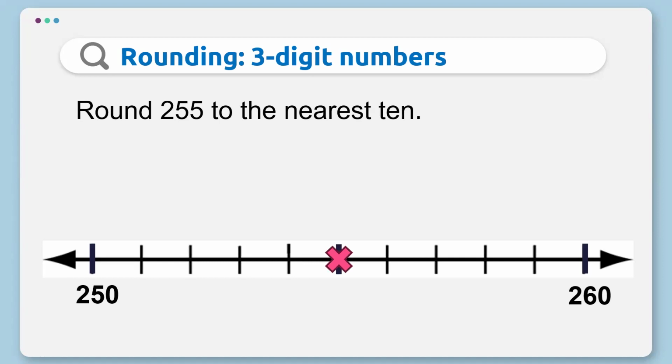Do you remember just now when we were trying to round 85 to the nearest 10? Do we round up or do we round down? So the convention in mathematics is that when the digit in the ones place is a 5, we round up. Hence, when we round 255 to the nearest 10, the answer is 260.